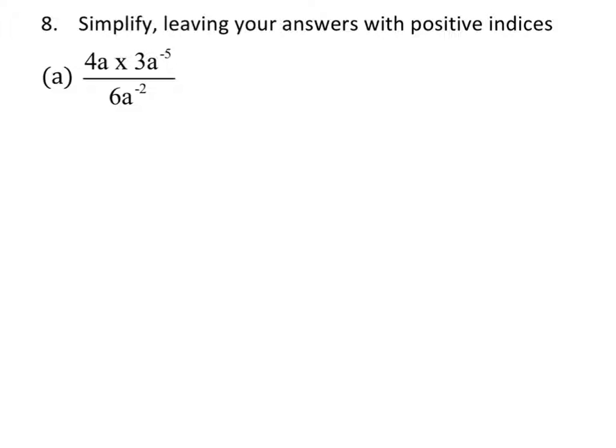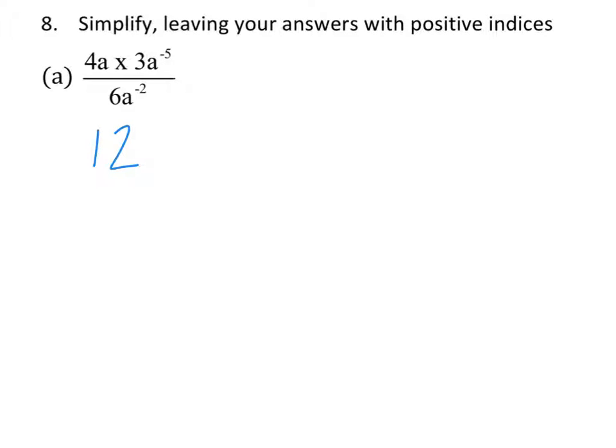Question number 8 in the non-calculator. We're asked to simplify, leaving your answer with positive indices. So we have a fraction. The first thing that we're going to do is look at the numerator. So we have 4a multiplied by 3a to the power of minus 5. So first of all, the 4 times the 3 part gives us 12.